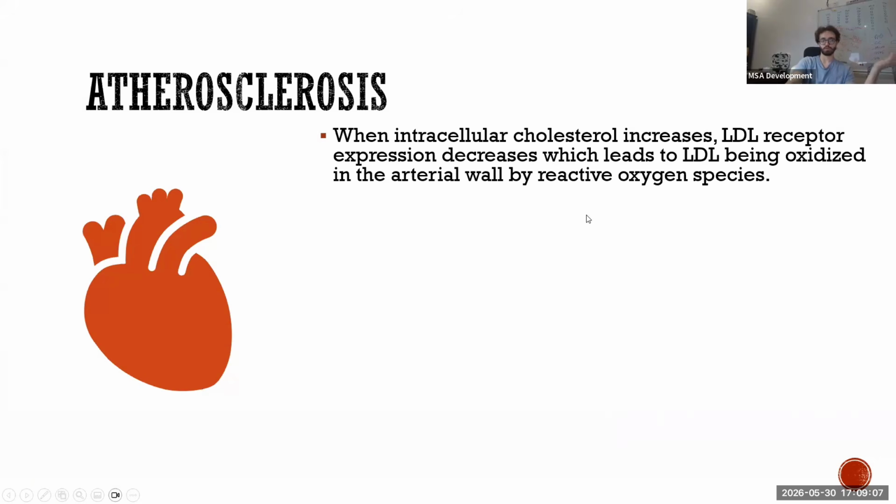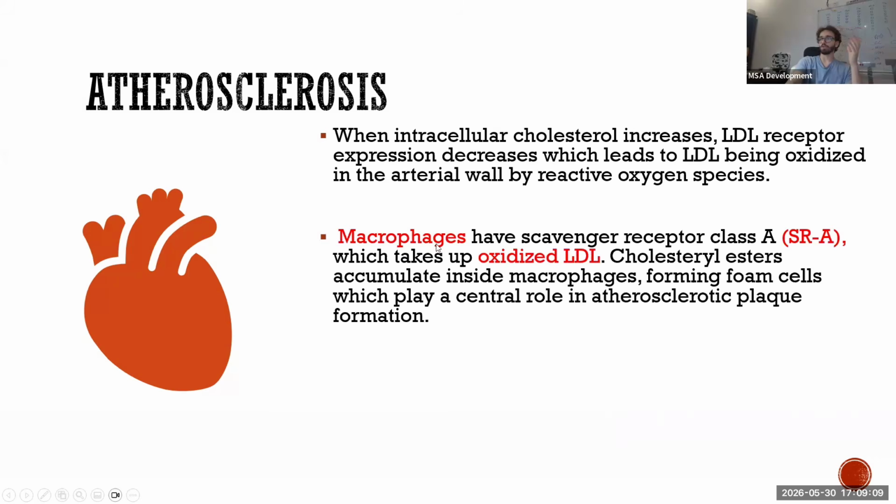by reactive oxygen species. We already said this. Then the macrophage, which has SRA, the scavenger receptor class A, will take up this oxidized LDL. Cholesterol accumulates in the macrophage. It makes foam cells. Foam cells will accumulate in the arteries, leading to narrowing of the arteries and atherosclerosis.